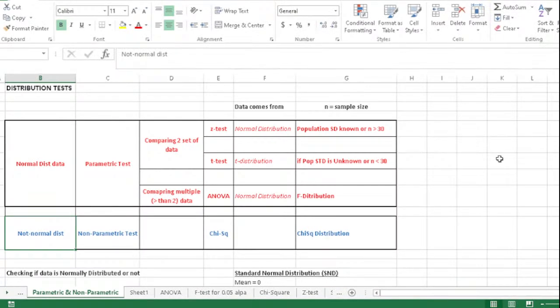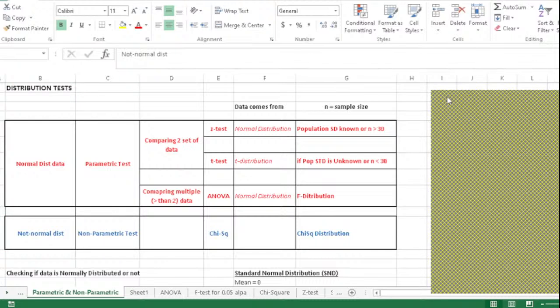Go to the Excel and tell me, when do we do a t-test? Look at the Excel. I'm okay if you even look and reply. When do we do a t-test? I want all the conditions. Standard deviation is unknown, population is normal, and n is less than 30.